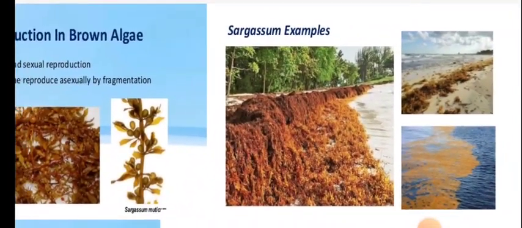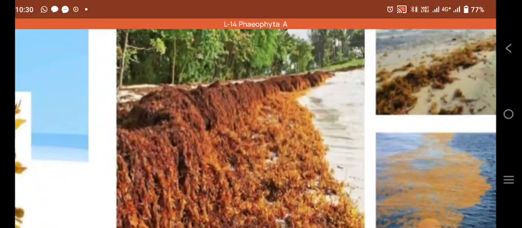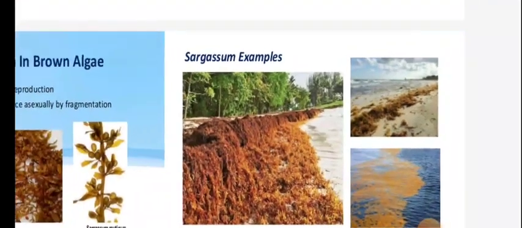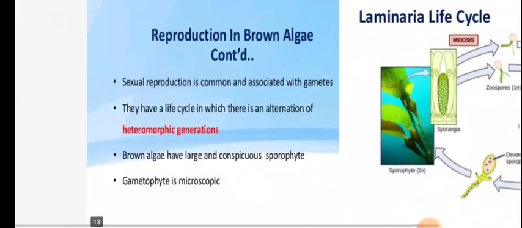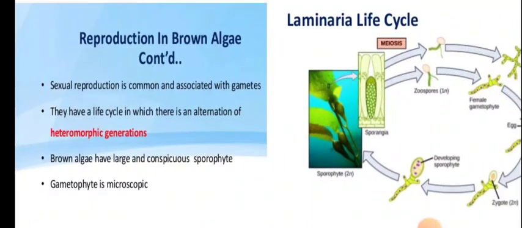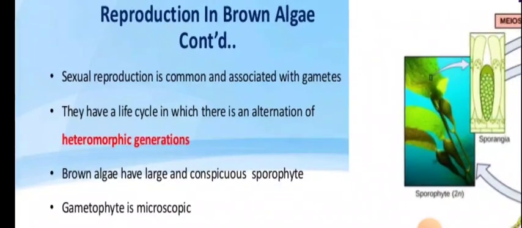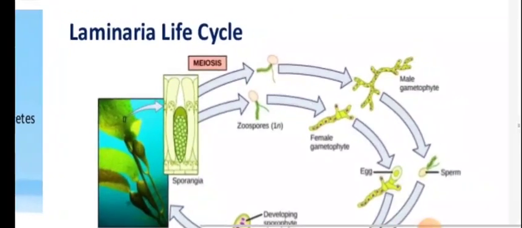Sargassum, for example, some sea in the world is there. It is called the Sargasso Sea. So it is also one good photograph. There maximum Sargassum is observed. Reproduction in brown algae is heteromorphic. It shows the conspicuous sporophyte, and some gametophytes.